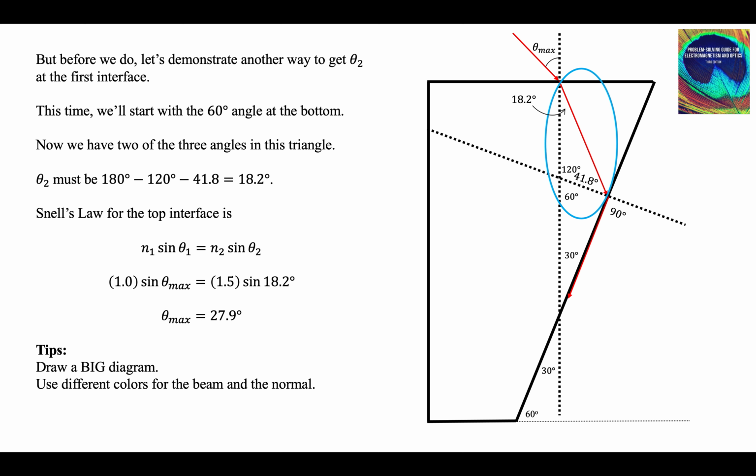Use a different color for the beam and the normal. Bring some colored pens so you can follow what's going on. Which one's the normal? I use dashed lines here for the normal and a red line for the beams. Practice, practice, practice. Do a lot of problems. That's the lecture for Module 10.